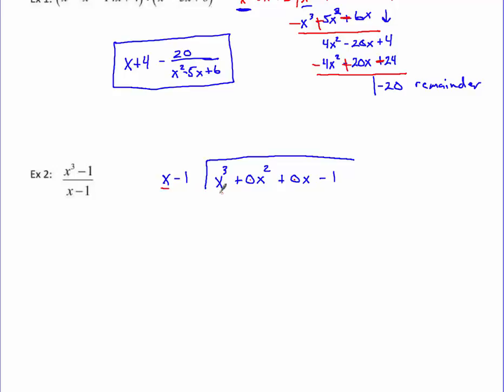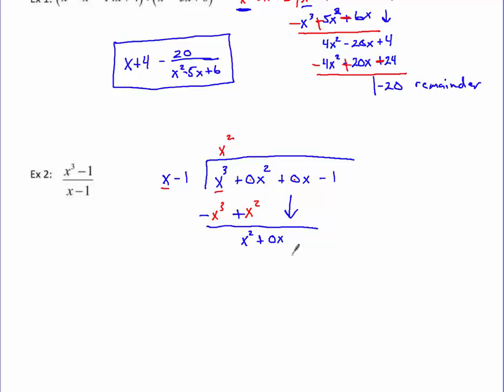So what do we do to this x to get x cubed? Well, we multiply it by x squared. So now I'm going to do x squared times x, get x cubed just like I want, and x squared times negative 1 gives me negative x squared. Now I want to subtract, but I want to subtract the whole row. So I'm going to multiply all this through by a minus. So minus, plus. Okay, x cubed minus x cubed goes away like we want. 0x squared plus x squared is x squared. And I'm going to bring down my plus 0x.